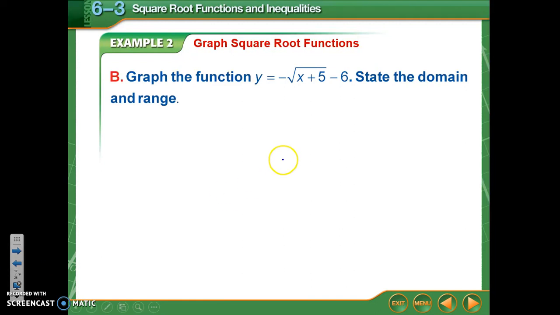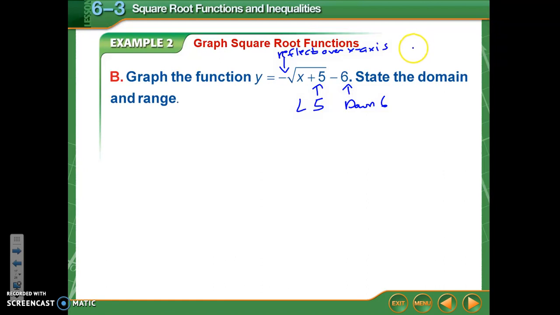Okay, let's take a look at this one. Again, before you even start graphing, you should analyze the translations. A plus 5 under the square root means move to the left 5 units. A negative 6 outside of the square root means it's going to go down 6 units. And this negative 1 out in front, since it's a 1, it's not going to stretch it or compress it, but the negative is going to reflect my function over the x-axis.